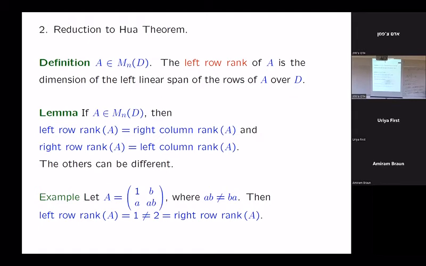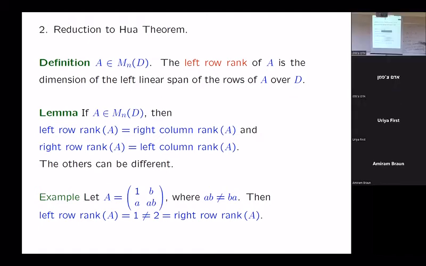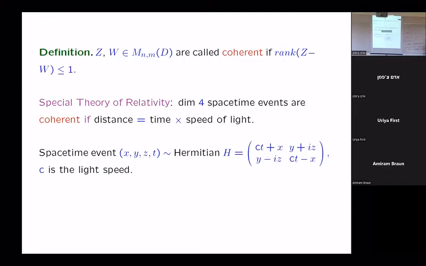But behind the general result, there is a reduction to the coherence preservers. So for Dieudonné determinant preservers, it is possible to provide a reduction to coherence preservers.